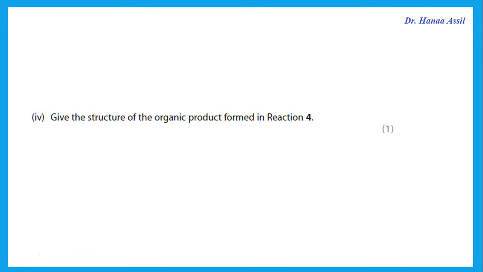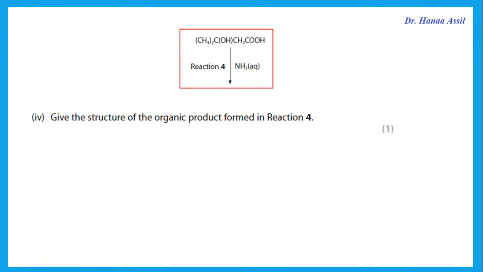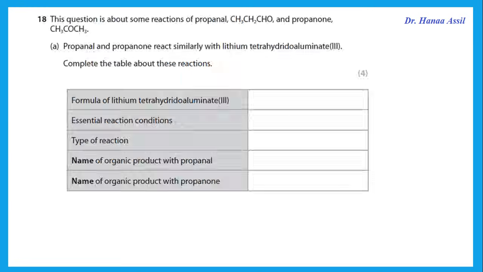Give the structure of the organic product formed in reaction 4. This was reaction 4, where we have this compound that has acid and OH. We're reacting it with ammonia. And remember that ammonia would react only with the acid part, replacing the OH of the acid with an ammonium part. So either you write it structural or skeletal.